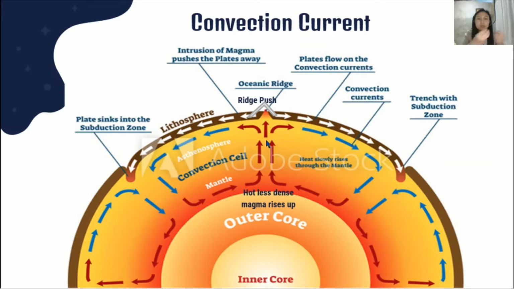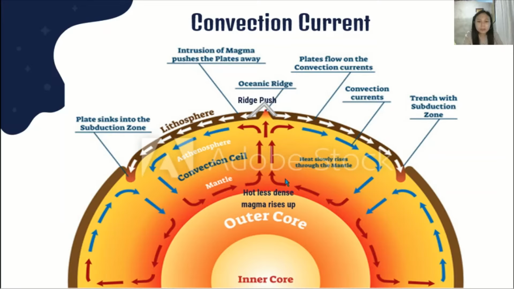It pushes the plates from the ridge. So that is called ridge push. It is the process wherein the plates are moved away from each other with the help of the magma rising up on the oceanic ridge. It is called ridge push because it happens in the oceanic ridge.